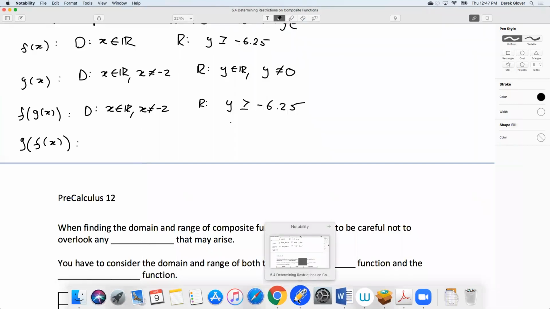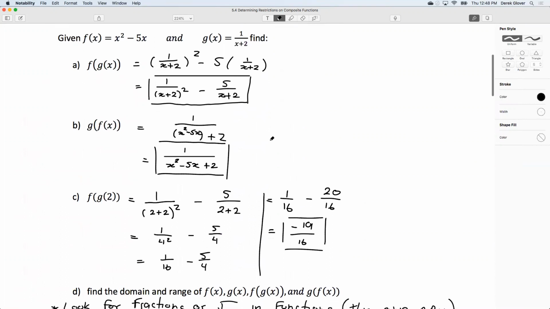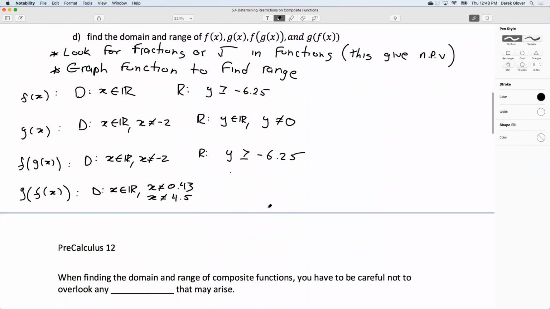Going back to the question. For our domain, x is in the reals, except x cannot equal approximately 0.43 or 4.5. And if you want a more exact value, you can simply use the quadratic equation on your denominator to figure out where it equals 0. As for our range, y is all real numbers, except y cannot equal 0.